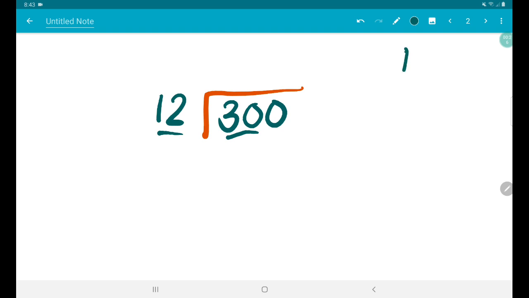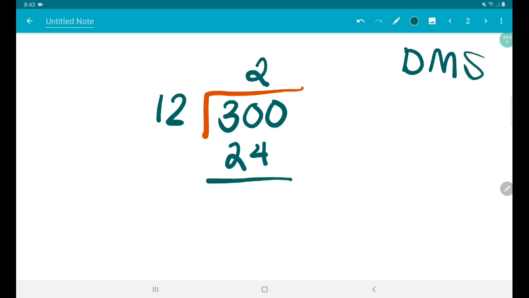30 divided by 12. So, 30 divided by 12, ilang 12 ang nasa 30? Ang sagot, 2. Next, multiply ka na. 2 times 12. So, 2 times 12 is 24. Next, subtract. So, 30 minus 24 is 6. Kapag nakapag-minus ka na, mag-bring down ka na yung susunod na number na nasa taas. So, 60 na.